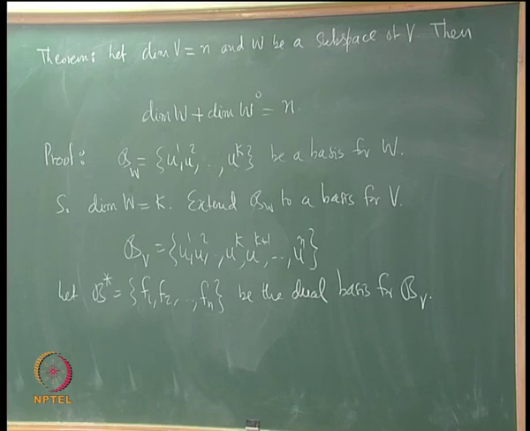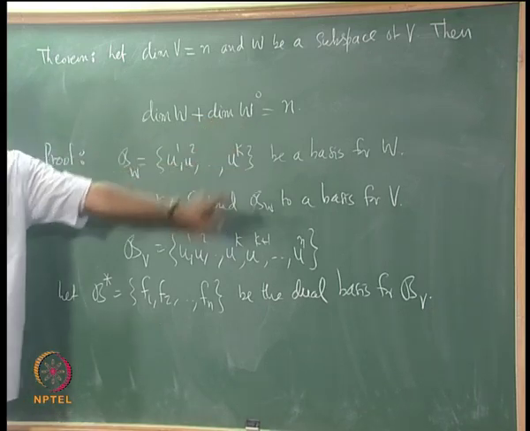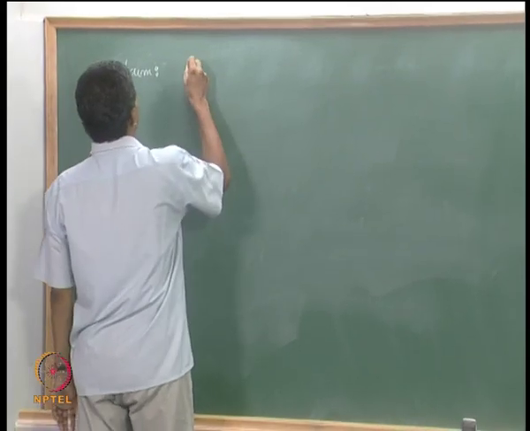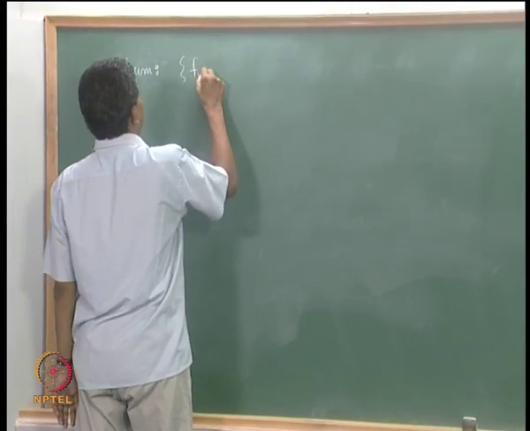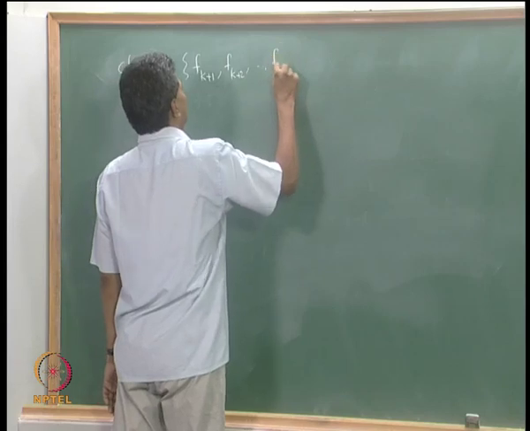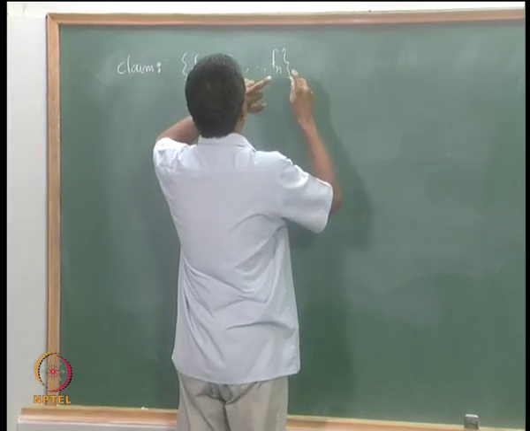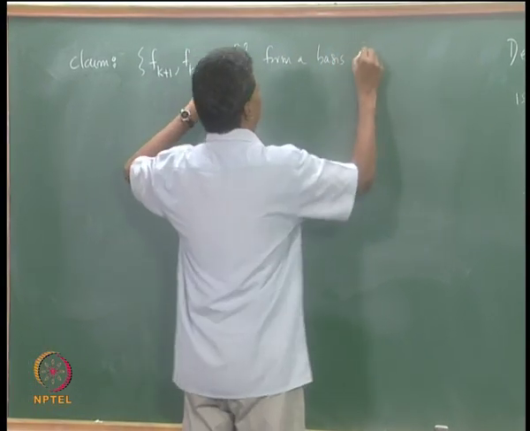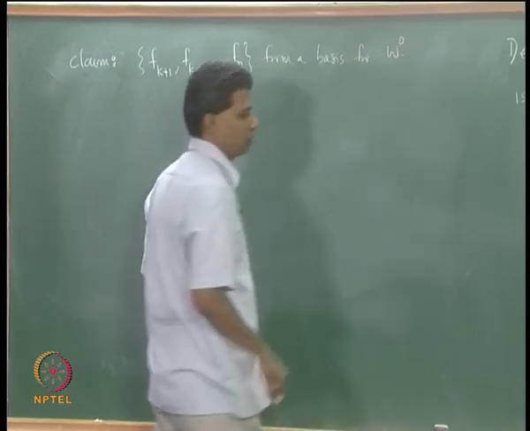The claim is that these functionals form a basis for W naught. So if we want to determine the dimension of W naught, we will be able to explicitly write down a basis for W naught. So this is what we will prove. Let me just list these functionals, fk plus 1, fk plus 2, etc., fn. These functionals form a basis for W naught. This is a claim.